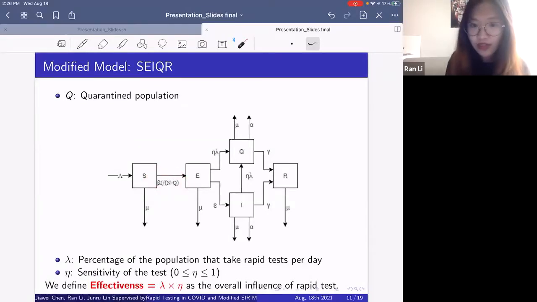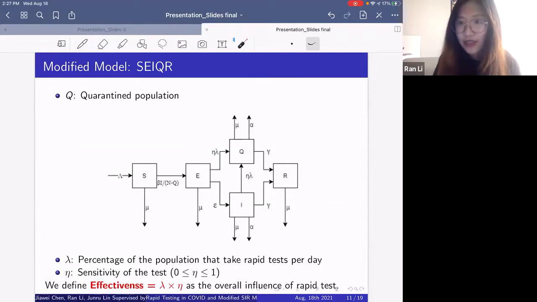Okay, so this is the first modification that we make. In addition, we also introduce two other parameters to characterize the effectiveness of rapid test. The first parameter is called lambda. Lambda is the percentage of population that take rapid tests per day. The second parameter is called eta, where eta is the sensitivity of the test. Sensitivity is a scientific word from medical science. Another word for sensitivity is the true positive rate. You can think of this as accuracy. It is a number between 0 and 1, and the greater the sensitivity is, the more accurate our test is.